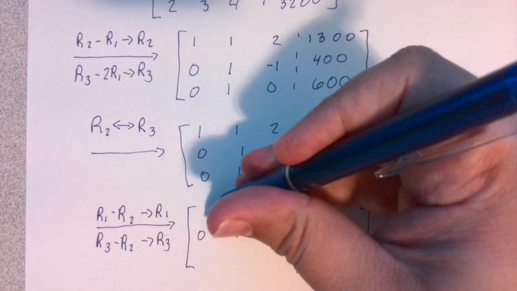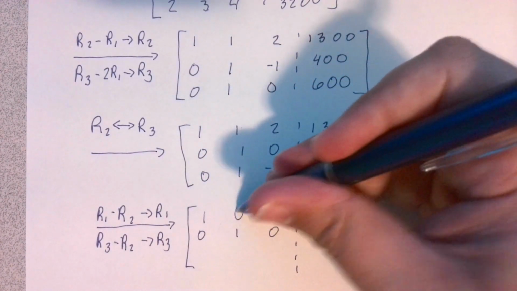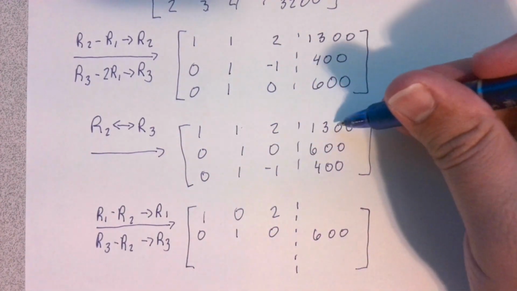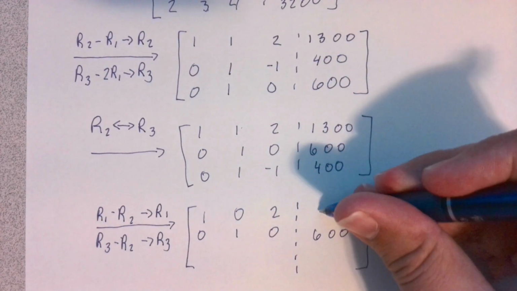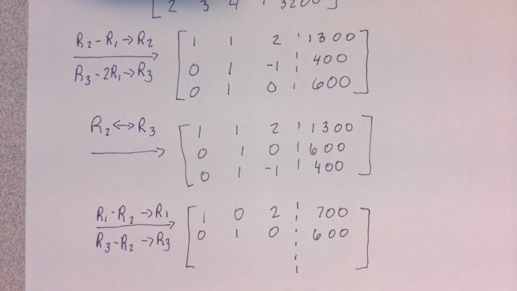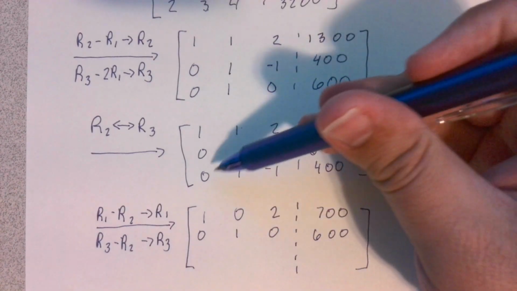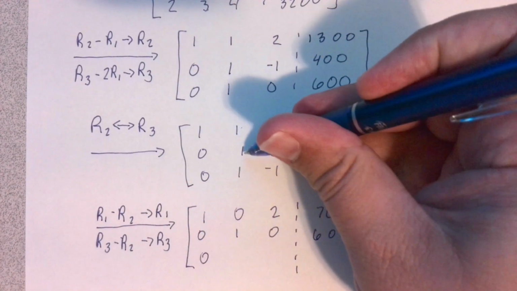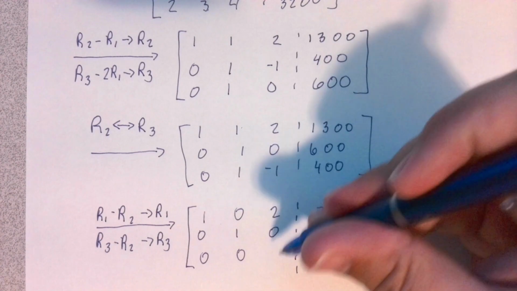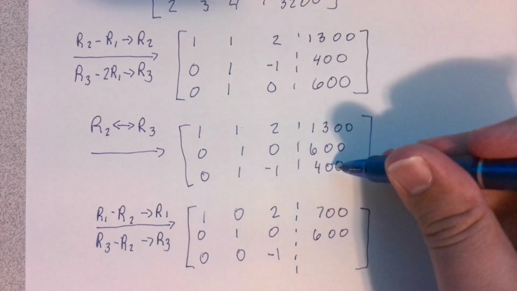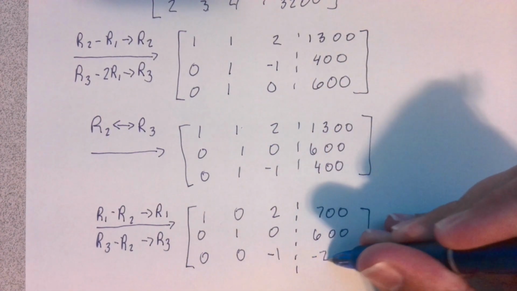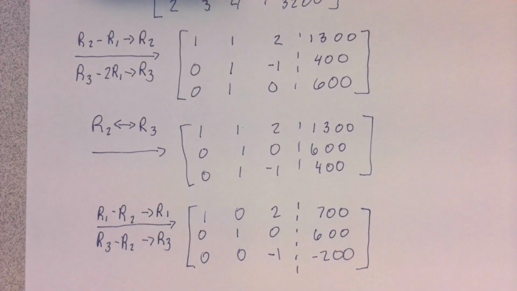1 minus 0. 1 minus 1. 2 minus 0. 1,300 minus 600. Then row 3 minus row 2. 0 minus 0. 1 minus 1. Negative 1 minus 0. 400 minus 600 is negative 200.